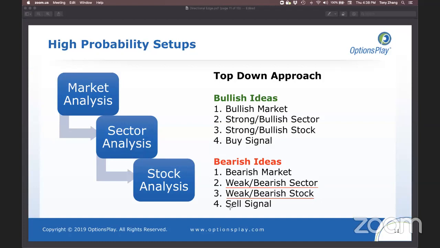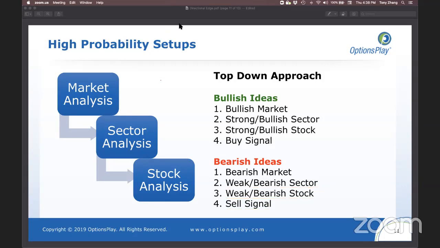And then lastly, we try to find some stocks with a technical sell signal, whether we're using RSI or MACD or stochastics. Any of those are suitable. If you can have all of those things line up, that's when you're going to be able to find the strongest and the highest probability setups for either a bullish or bearish idea.